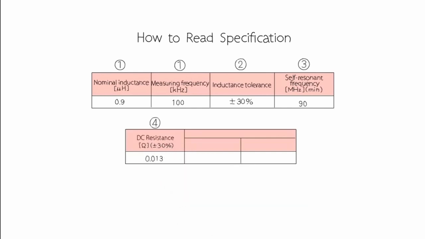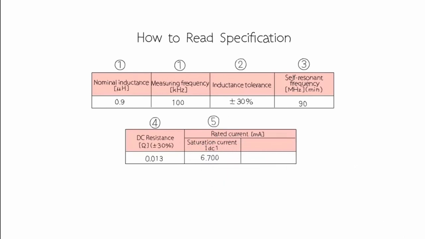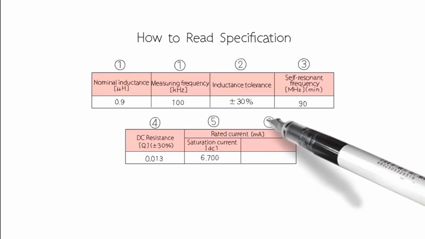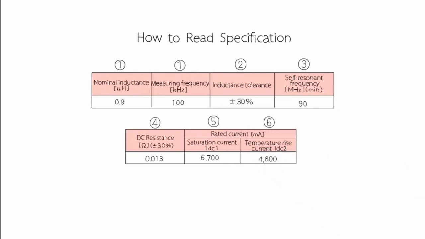DC resistance is the resistance to direct current. Saturation current is the rated current value at which the inductance value decreases to the specified rate from its initial value when DC current is applied. Temperature rise current is the current value that causes the temperature to rise from the initial value to the specified temperature when DC current is applied. Items 5 and 6 may have a different definition depending on the type of inductor.